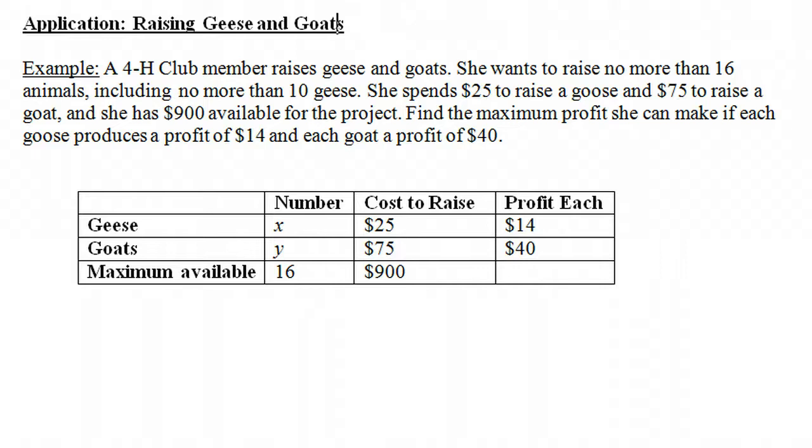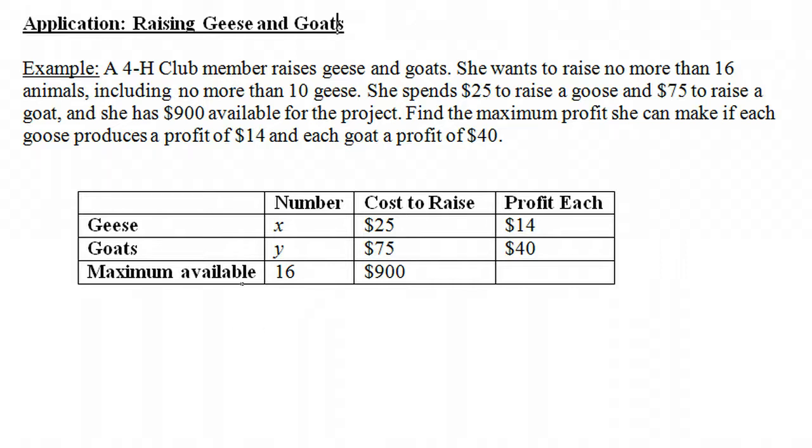She spends $25 to raise a goose and $75 to raise a goat, and she has $900 available for the project. Find the maximum profit she can make if each goose produces a profit of $14 and each goat a profit of $40. Okay, now I've made a little table here. We're going to label x as the number of geese and y as the number of goats. This table summarizes some of the information that I read.